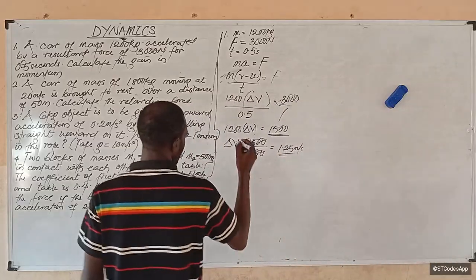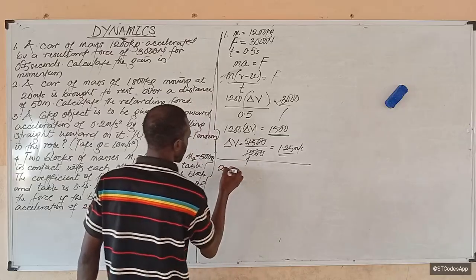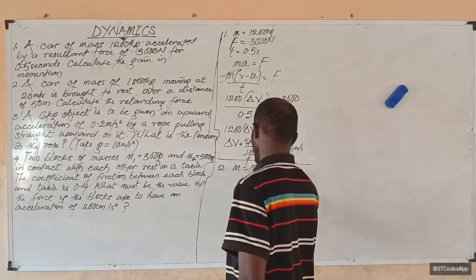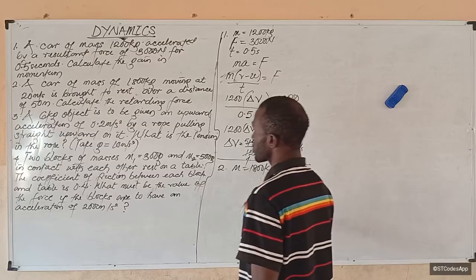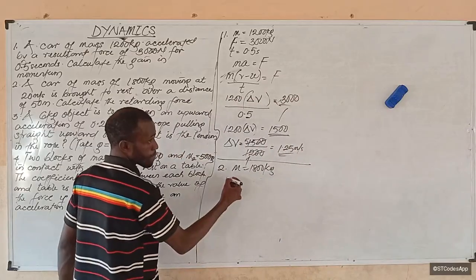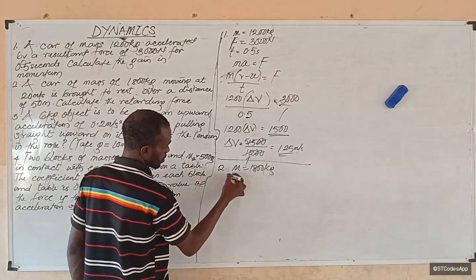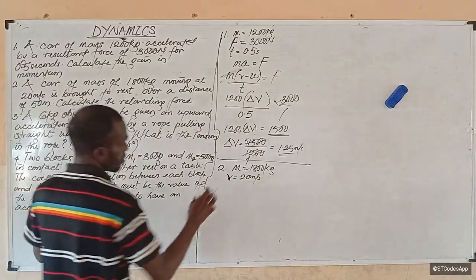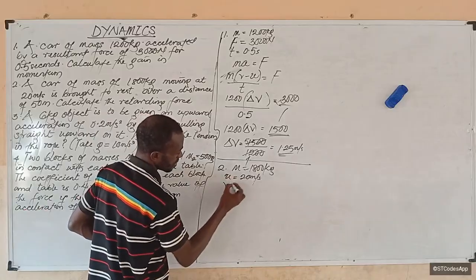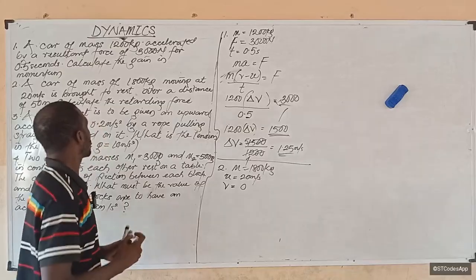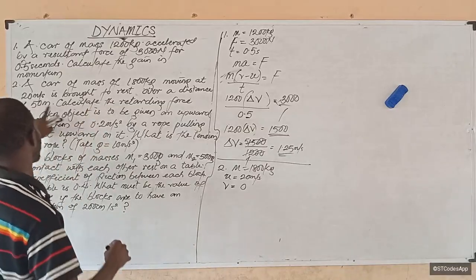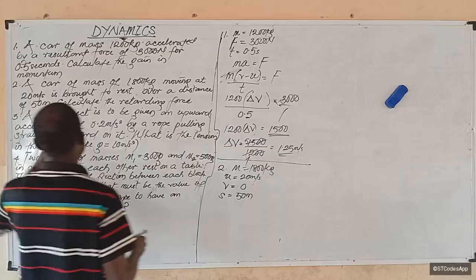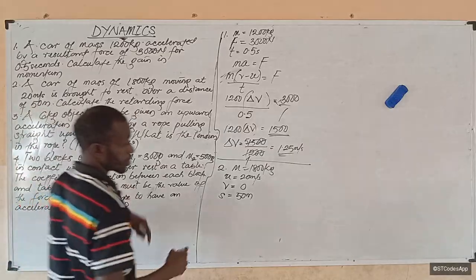All right. So then number 2: a car of mass 1,800 kilograms moving at 20 meters per second, that's the initial velocity u equals 20 meters per second, is brought to rest. The final velocity is rest, that's 0. Over a distance s of 50 meters. Calculate the retarding force.